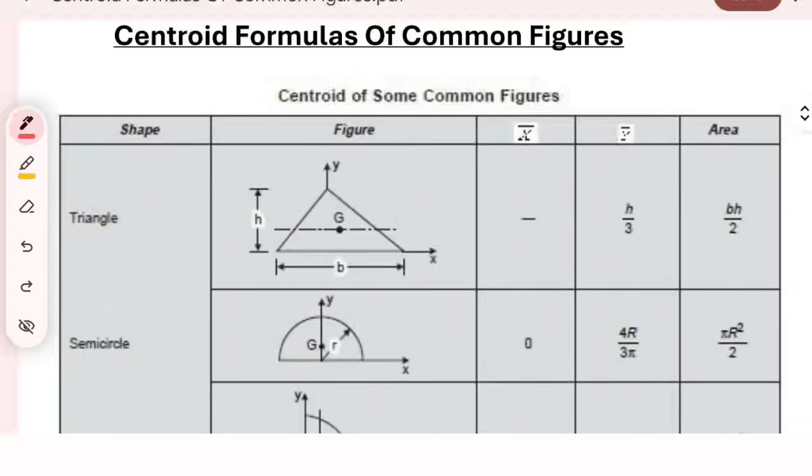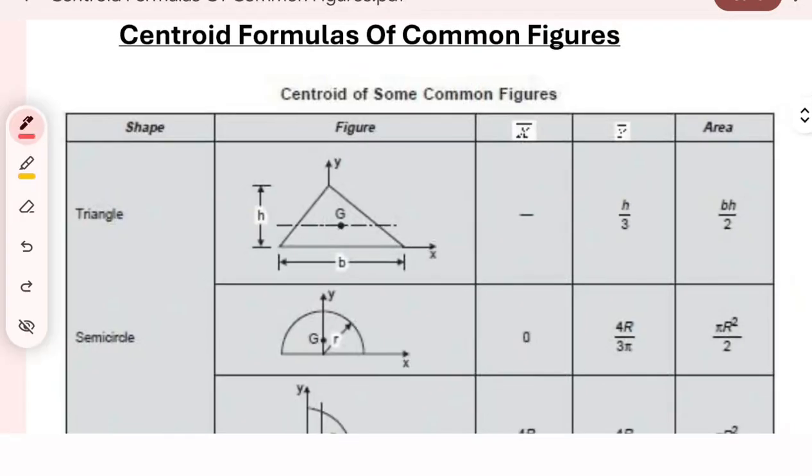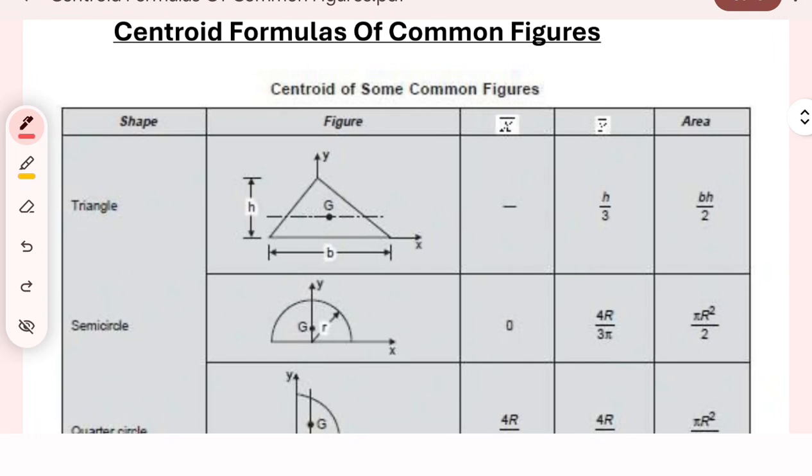Hello, everyone. So, today we will learn how to compute the centroid, or at least introduce you to some centroid formulas for common figures. So, these are formulas that are easy to apply. And why do we actually need to compute the centroid? Why do we need to learn the centroids?